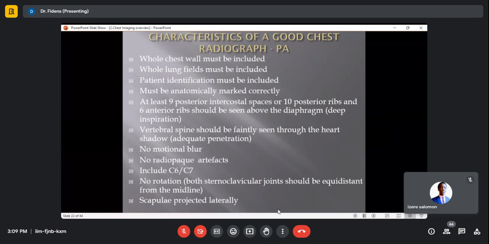And number 10, no rotation. How do you know that there was rotation? They say both sternoclavicular joints should be equidistant from the midline, the same.